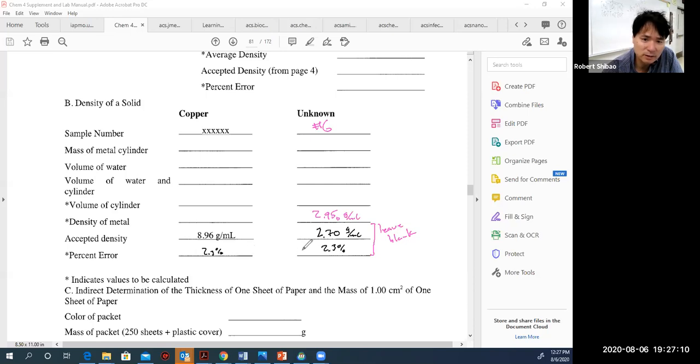Maybe we're misreading something, or maybe something was off, giving us this error here. That could be it, something was off.